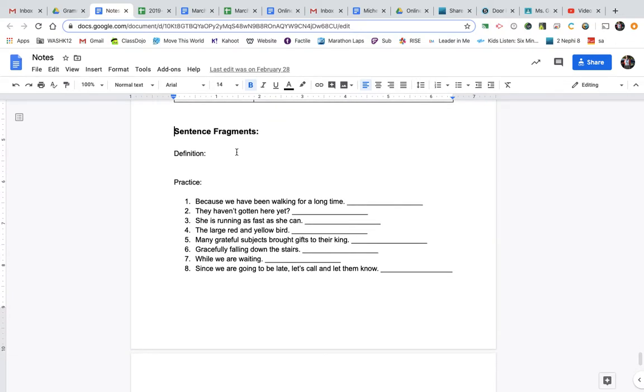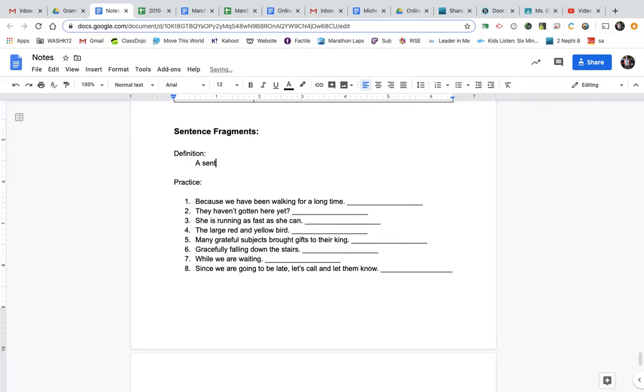So sentence fragments are sentences that are missing one of the following three things. So you can follow along and write down in your notes with me. If you need to push pause and grab your notebook and everything, go ahead and do so. And then you can push play when you're ready. But this is what we're going to write in our notebooks.